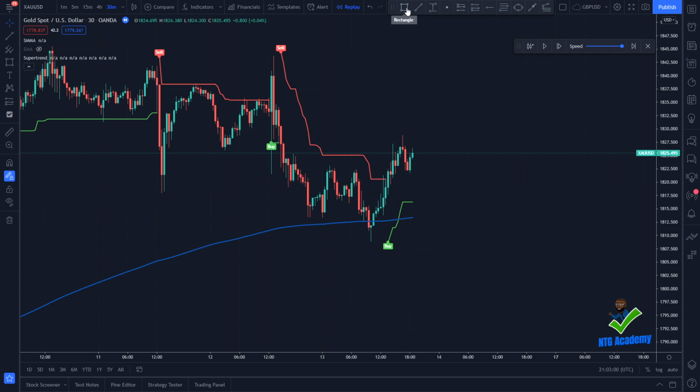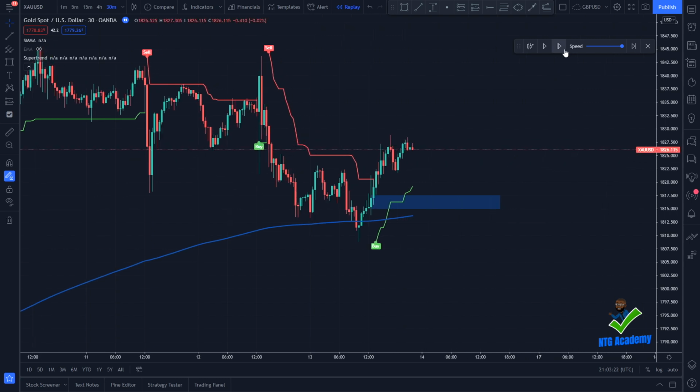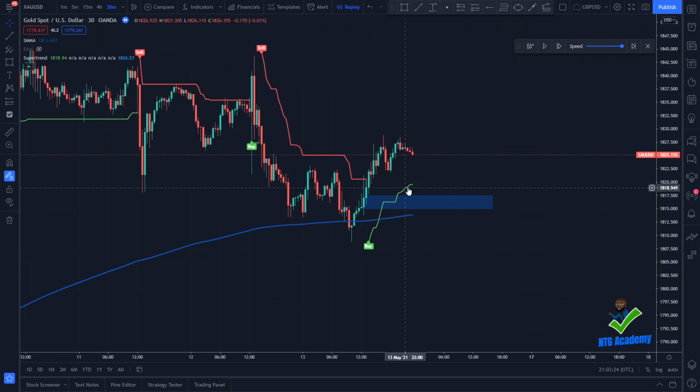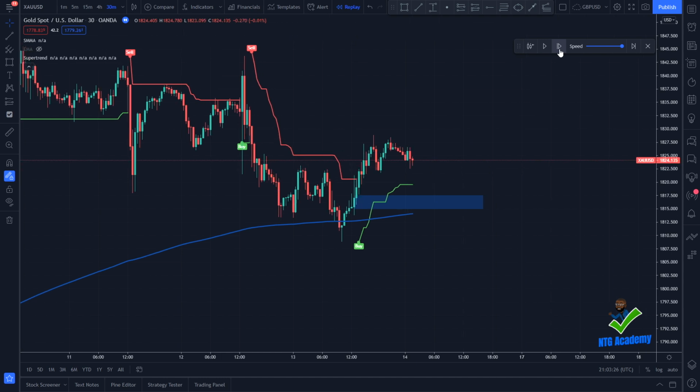So what we want to do is grab our rectangle draw tool, and then just create a nice little zone, right? Just want to create a zone, not too big. Okay, just a nice zone to hover right over that super trend. Because this is where we want the market to get back to give us a signal to buy, right? Okay, and then as it continues to go up, you're just gonna follow it.